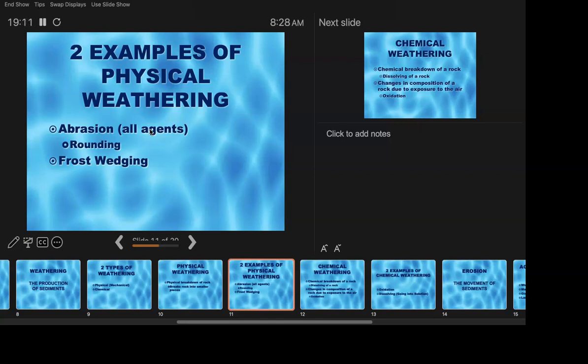So that's abrasion. And as I indicate here, all agents are perfectly capable of doing that. Your textbook has a handful of others. I just cherry-picked two of them. And then frost wedging. Frost wedging is very specific to water.